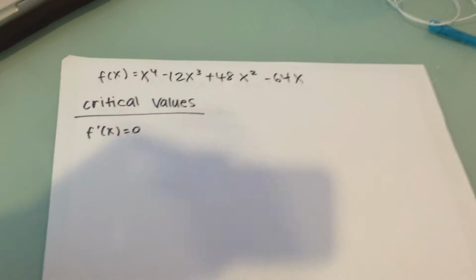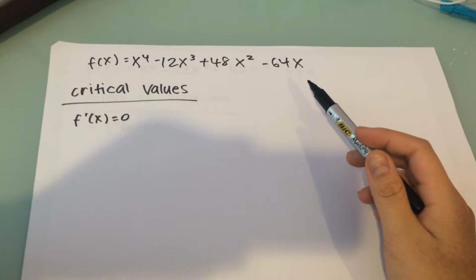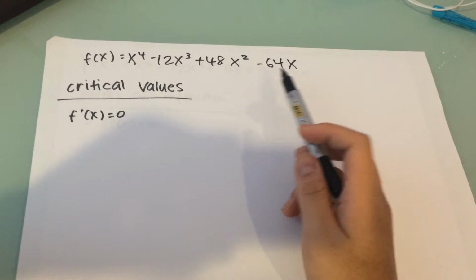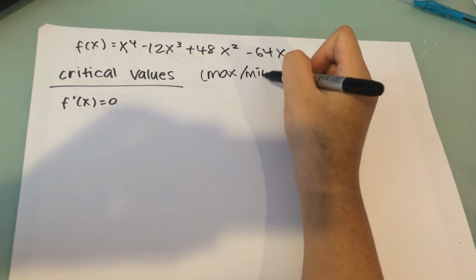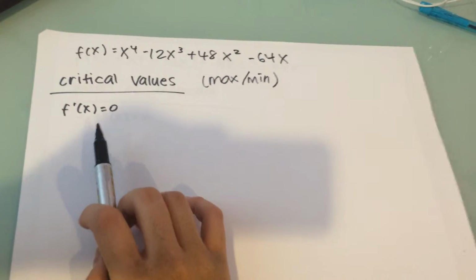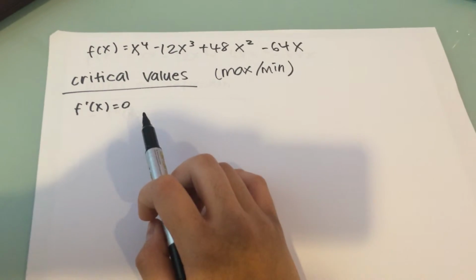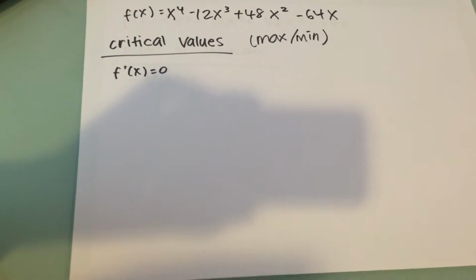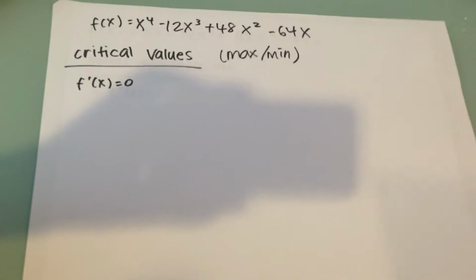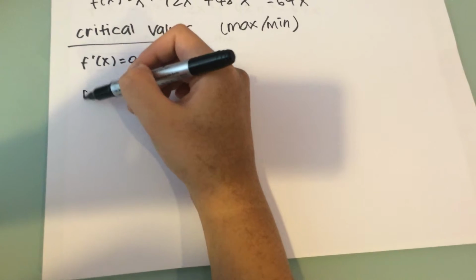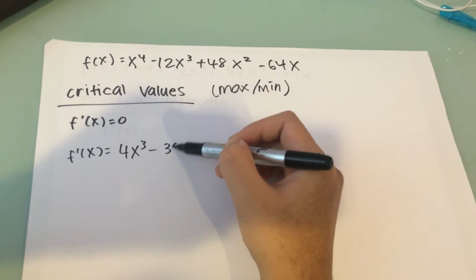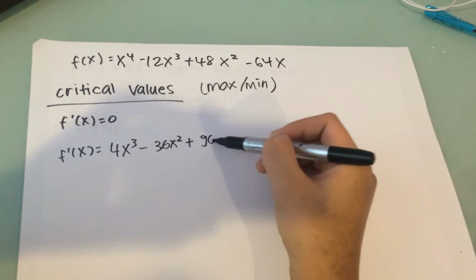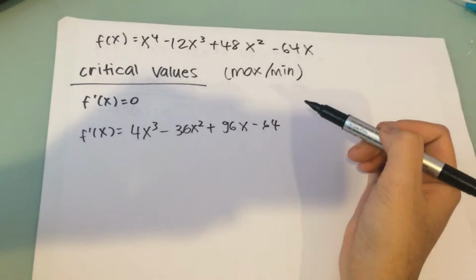This is the most important thing, I think, for the AP exam. If you have a function, and you have to find the critical values, which is also the max and the min, you need to set the first derivative equal to 0. So first we're going to find the first derivative, which is 4x cubed minus 36x squared plus 96x minus 64. And then we're going to factor this.